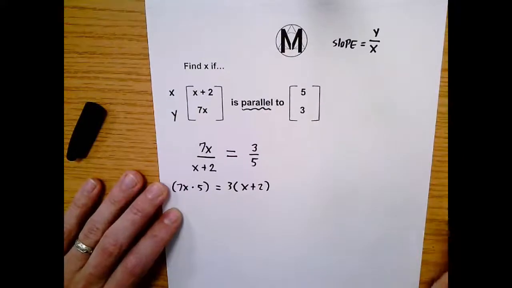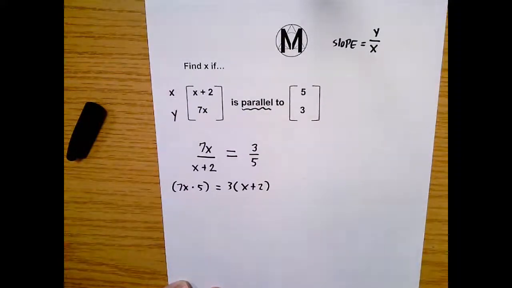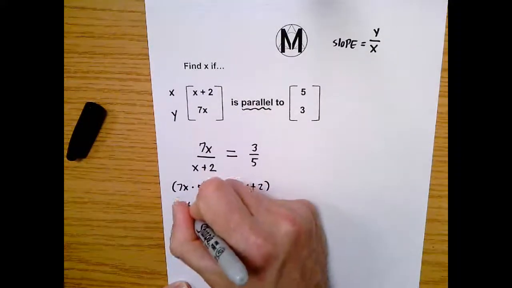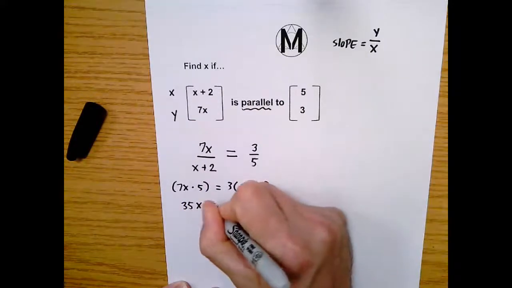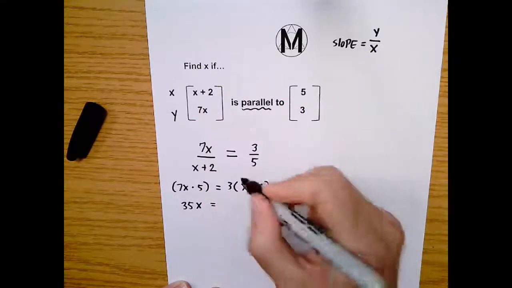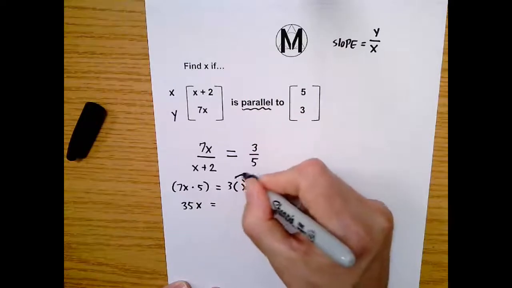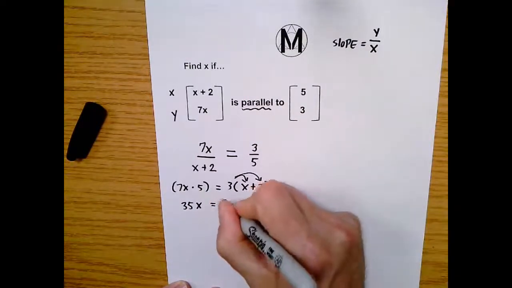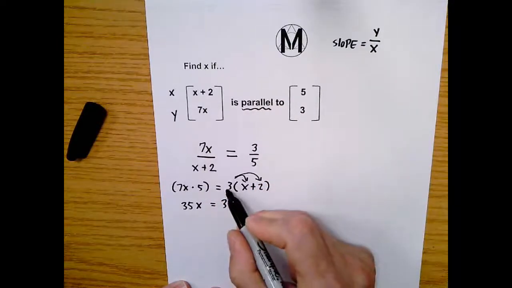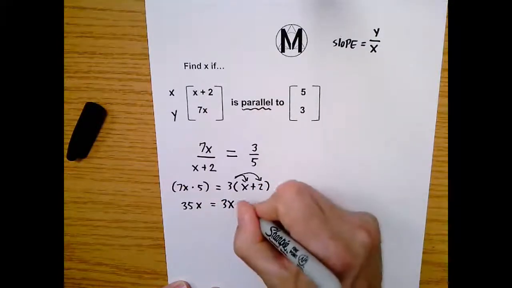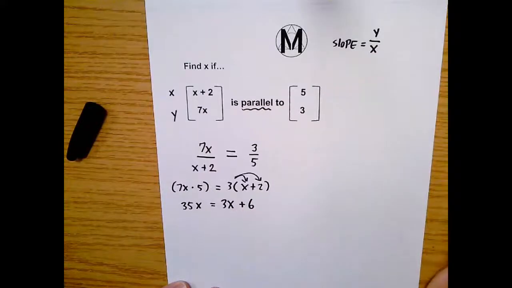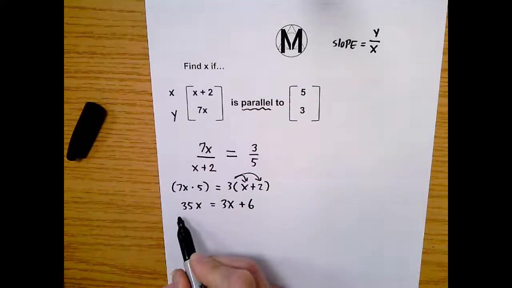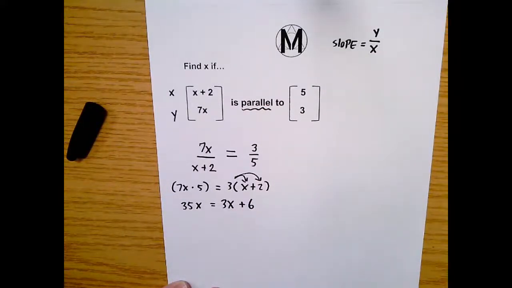So far, so good. Now we just do this math. 7x times 5 is 35x. And this is equal to, now here we just have to distribute. So the 3 distributes to the x, and the 3 distributes to the 2. So 3 times x is 3x, and 3 times 2 is 6. Great. So what we've done here now is we've just moved this all into a linear equation. It's just a linear equation where we need to combine like terms.